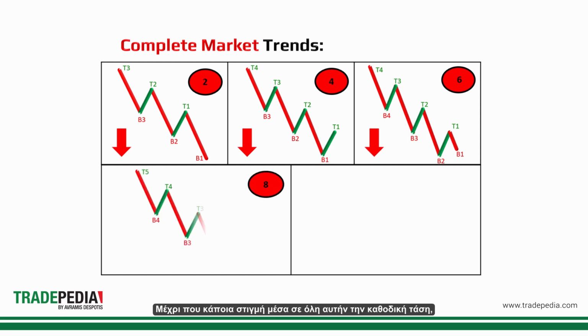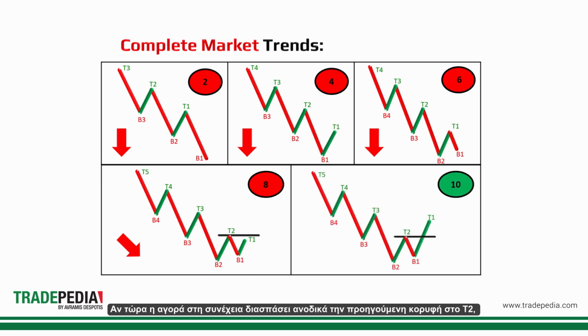Until one time in all of this downtrend, the market will fail to continue to a new low, forming a pattern number 8 and warning us towards a possible trend reversal. Now, if the market is to break above the previous top at T2, leading us to pattern number 10, we then have a confirmation of a trend reversal, the end of the previous downtrend, and the beginning of a new uptrend in the market.